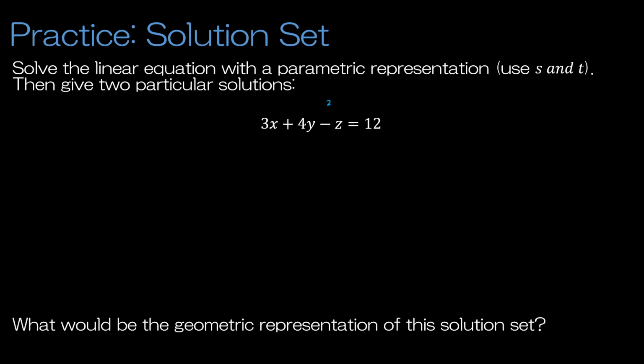So how am I going to solve this? Well, I'm going to start by getting a variable by itself. So let's isolate 3x. 3x is equal to 12 minus 4y plus z. So I've just shifted the 4y and the z to the opposite side, of course changing the signs. Then I'm going to divide everything by 3. So 12 divided by 3 is 4. Then I get 4/3 y, and I get 1/3 z. So what's my parametric solution?